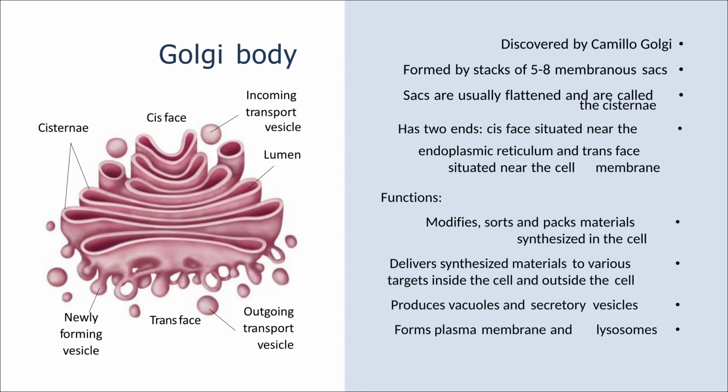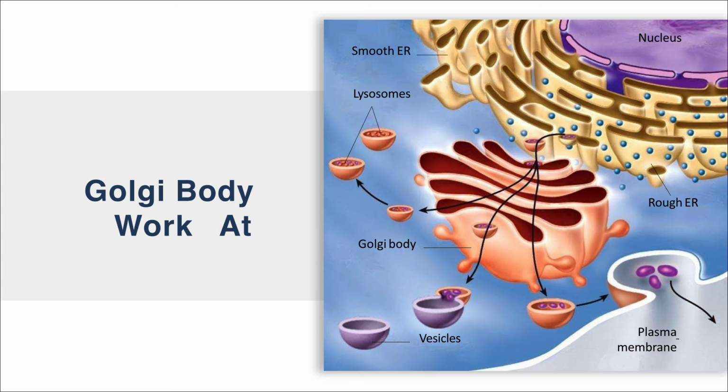It delivers synthesized materials to various targets inside the cell and outside the cell. It produces vacuoles and secretory vesicles. It forms plasma membrane and lysosomes. This image shows the Golgi body at work.